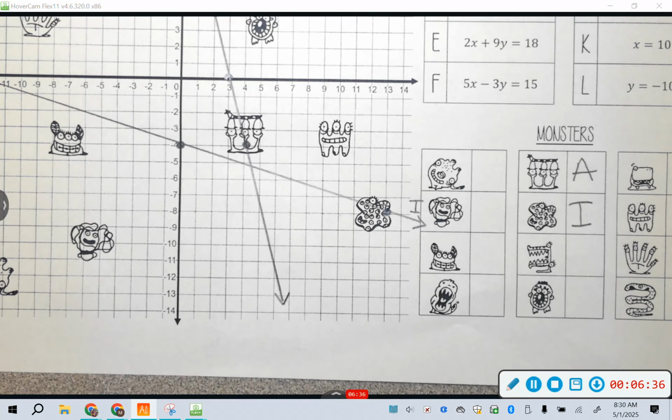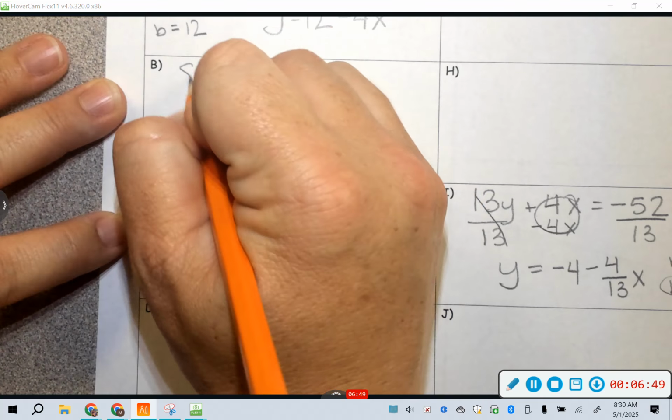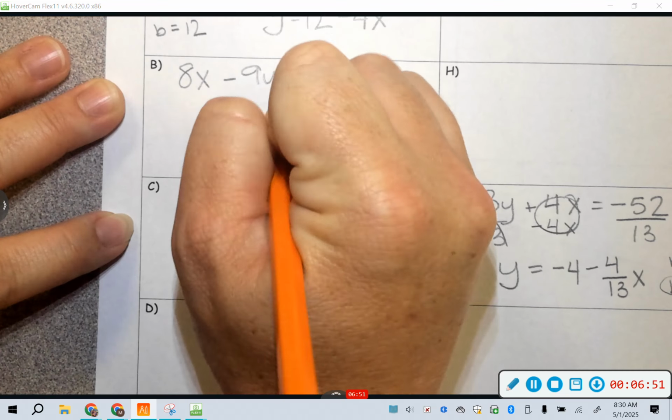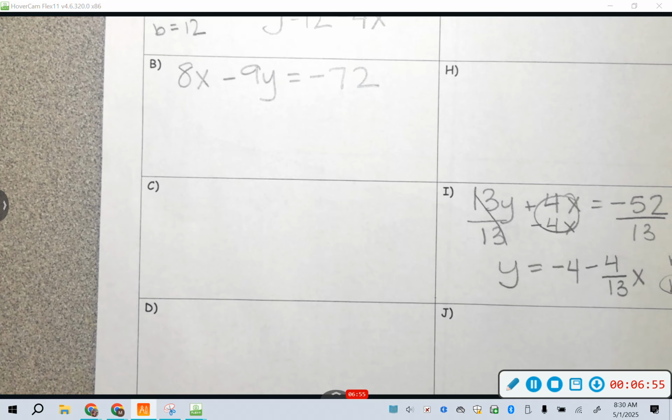Okay, before I completely put you on your own, we're going to look at B also. But that's fine. I want y'all on the back of your paper. I'll write it down for y'all. 8x minus 9y equals negative 72. I'm going to give y'all like 1 minute. I want y'all to solve for y. Solve for y.